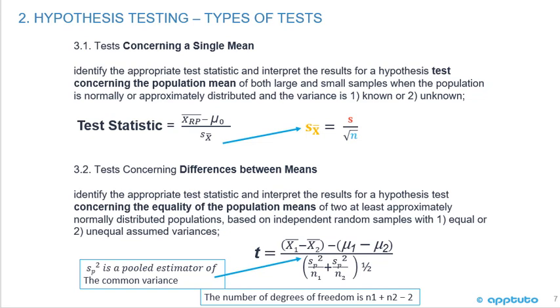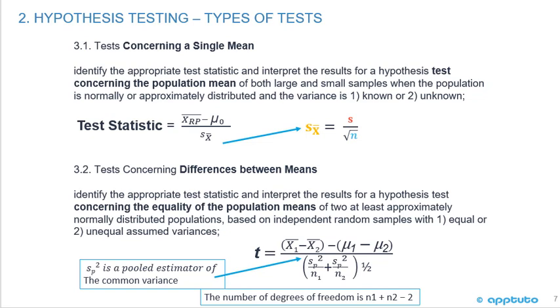So the first test is a test concerning a single mean. We identify the appropriate test statistic and interpret the results for a hypothesis test concerning the population mean of both large and small samples when the population is normally or approximately distributed and the variance is 1, known or 2, unknown. So we calculate the test statistic and then we compare.